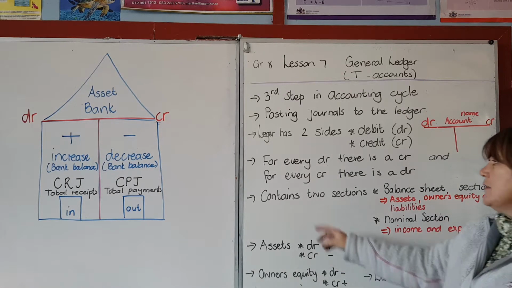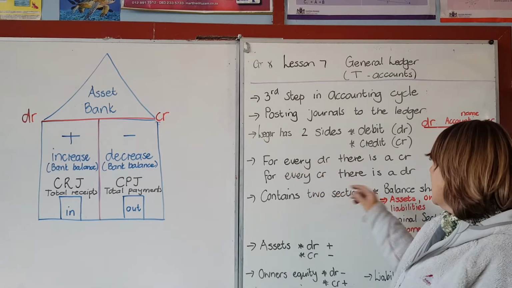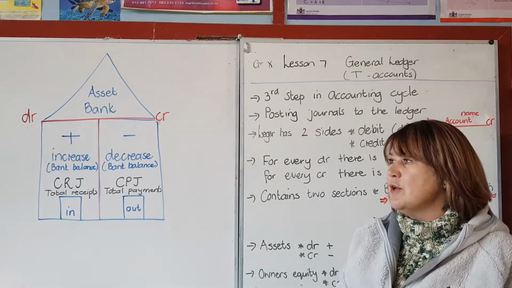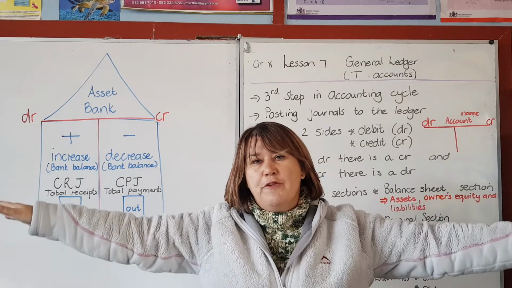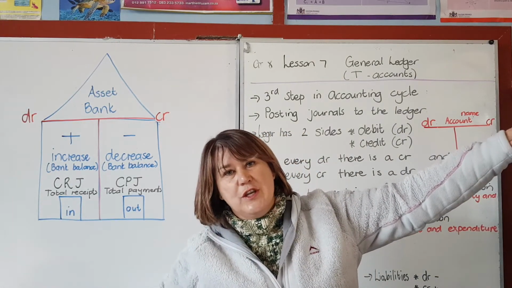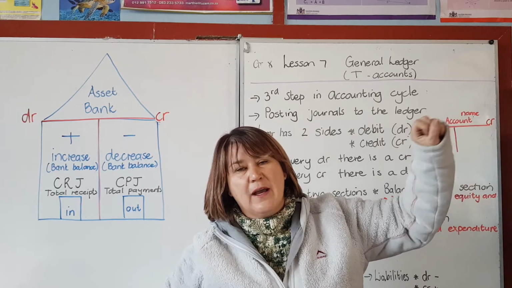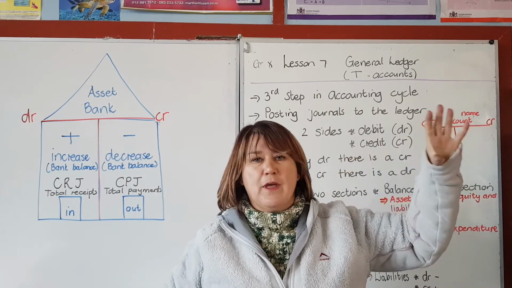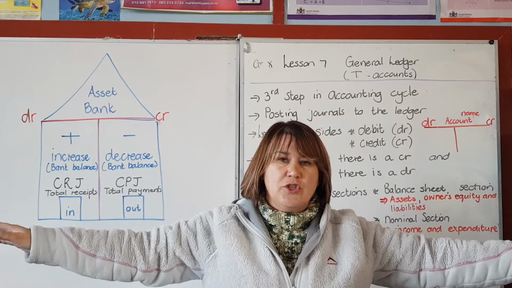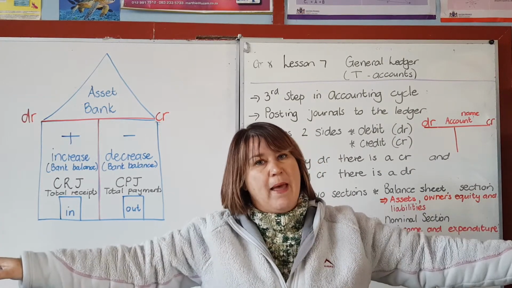Now, very important, for every debit there is a credit, and for every credit there's a debit, because it works like a scale. If you put something on your debit side, then you're off balance. So you need to put that amount on a credit side in another account. So when you put that amount into your credit side, then you're in balance again.